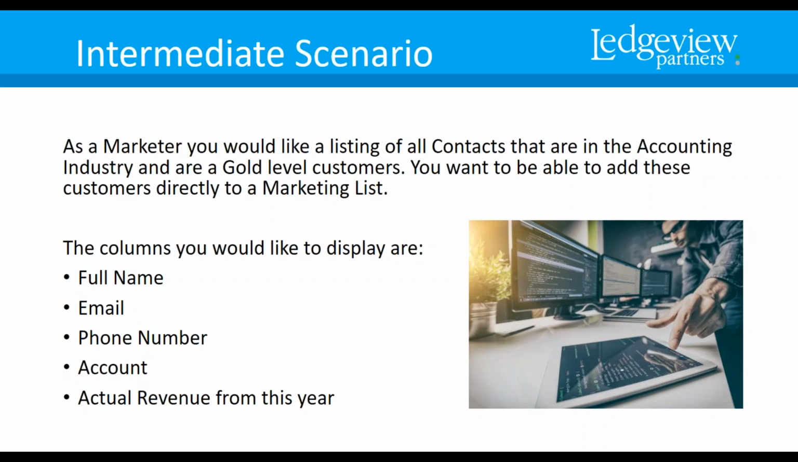So we then have to analyze what our look for is going to be. We're looking for a listing of all the contacts, and it's not the primary contact, it's all contacts. Because of that, we have to look at it from the contact side.